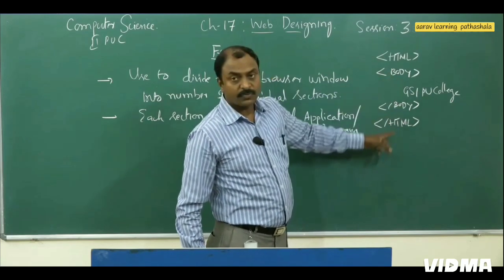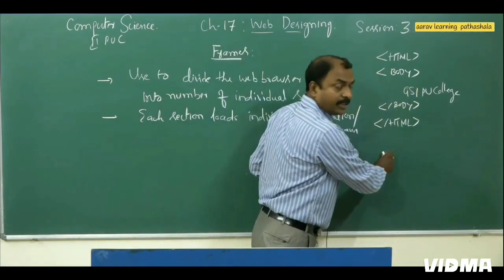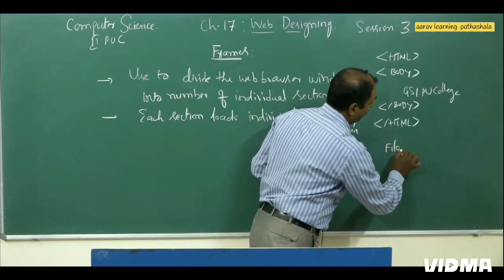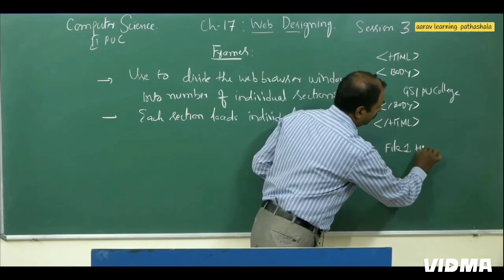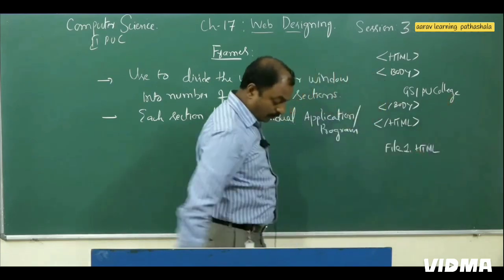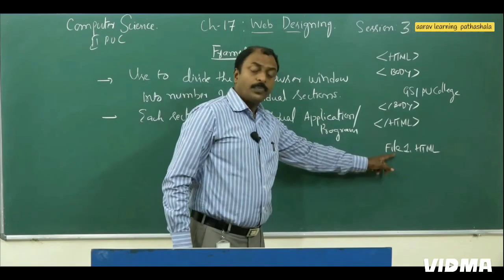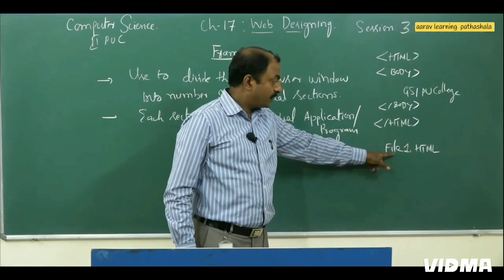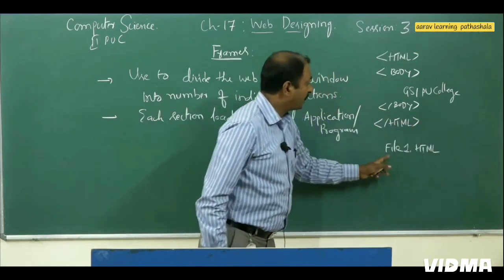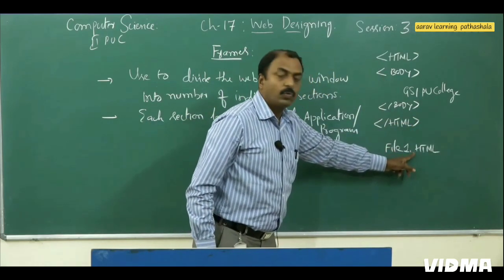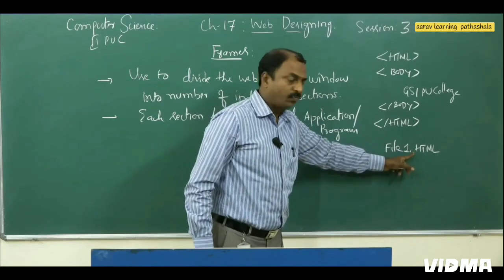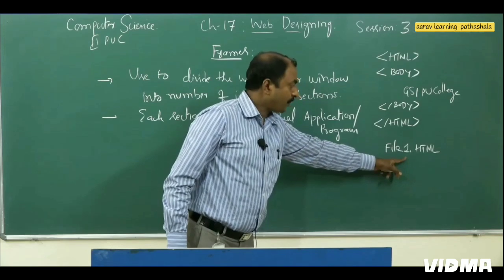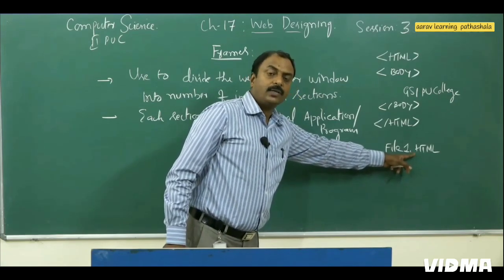We have to save this particular file with the extension .html. So for example, I am going to save the file as file1.html. Now already at this stage you know how to open or execute this file. This HTML program has to be opened in web browser software. So we go to any of the web browsers, select this particular file, and open the file.